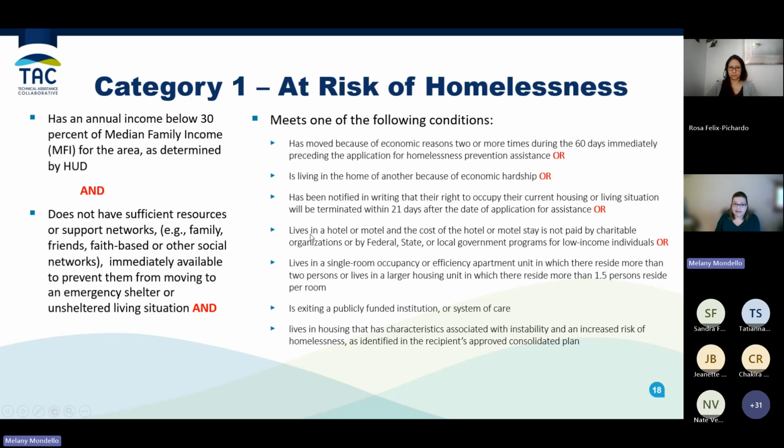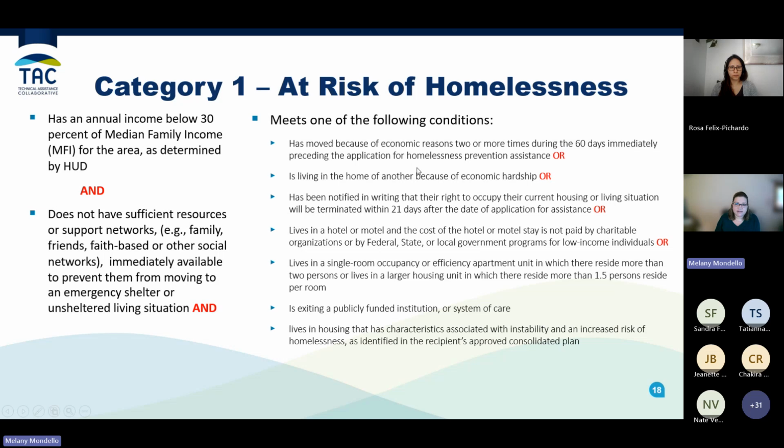There are 3 criteria. So there's an income criteria of income below the annual median income for your area. HUD determines that each year. It's published publicly, really easy to get to. Does not have sufficient resources. So that would be based on your conversation with them about exploring natural resources, exploring people that they can live with within their social network, exploring financial resources.